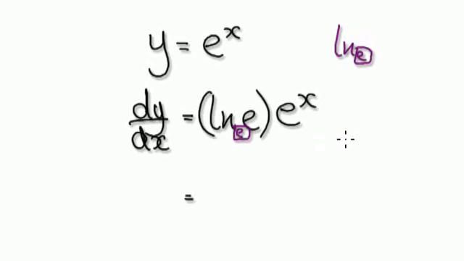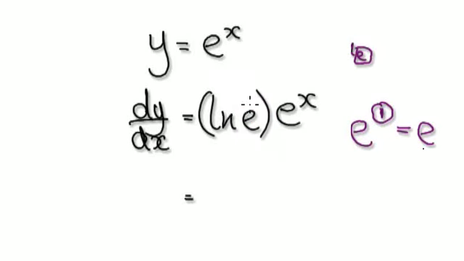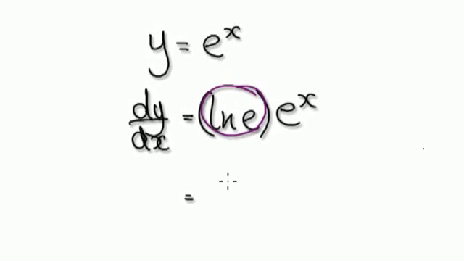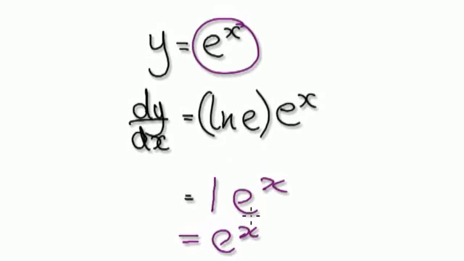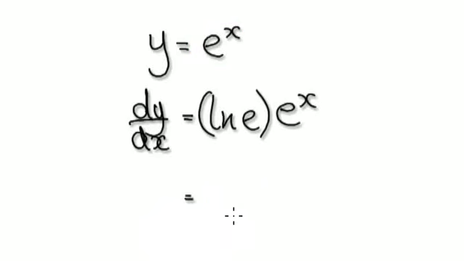So when you translate this, you would say e to the power of what will give me e? Well, in this case, it's 1. This thing here is actually 1. So it's actually 1 times e to the x, and we would just write it as e to the x. So when you differentiate this, it does give you e to the x.